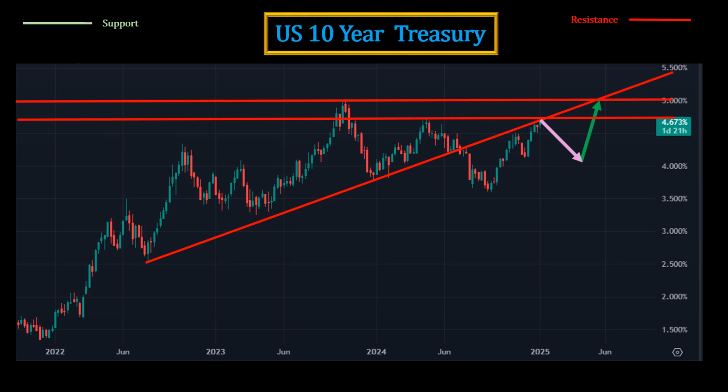And we have another strong resistance again. So it's not likely that price will move beyond this point without pulling back again. So previous resistance becomes support at 4.673%. So price will pull back there, and then the bulls will step back in again and move price higher.